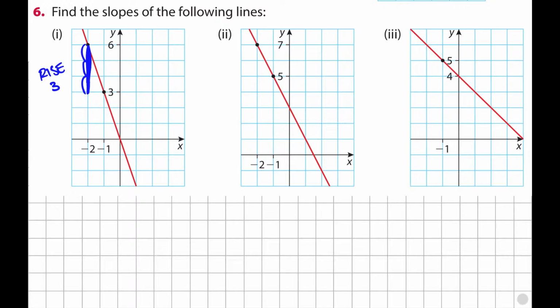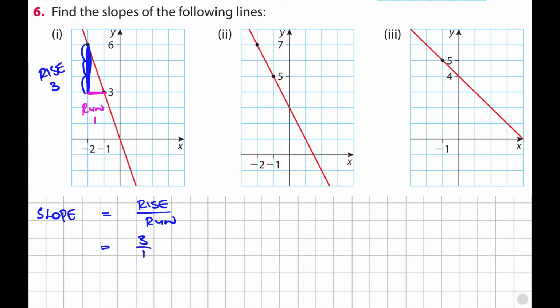The run in this case is going to be 1. So the run will be equal to 1. So the rise over the run, the slope. I should write the slope there. So the slope is equal to rise over run. So the slope of this line is going to be 3 over 1.